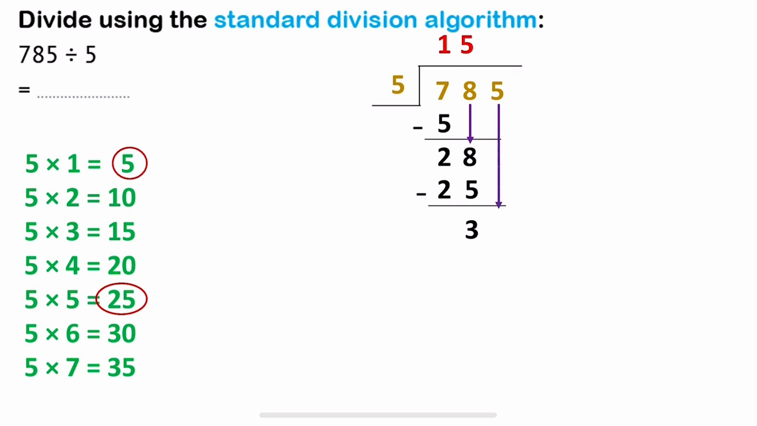Now bring down 5. 35, and here we have 35. So we write 35 down and we write 7 up. 35 minus 35 is 0, so we have no remainders, and the quotient will be 157.